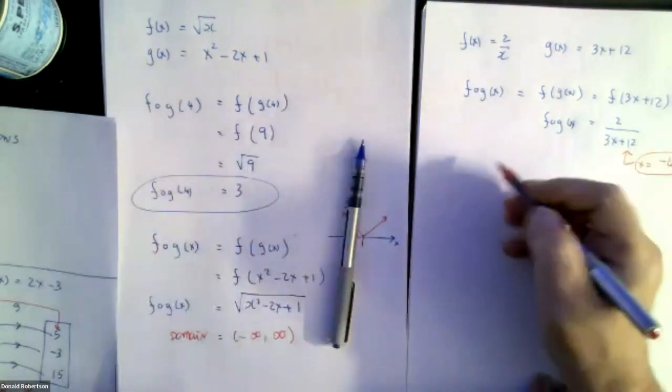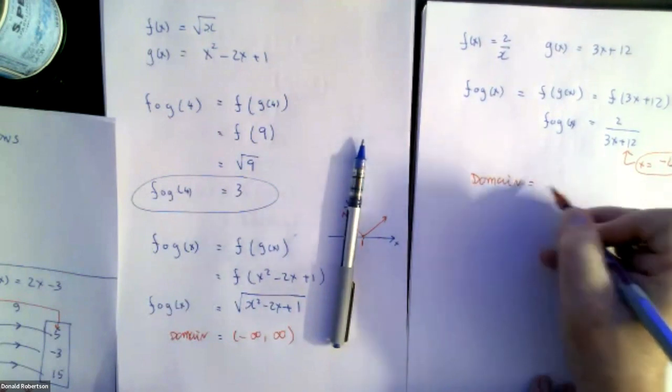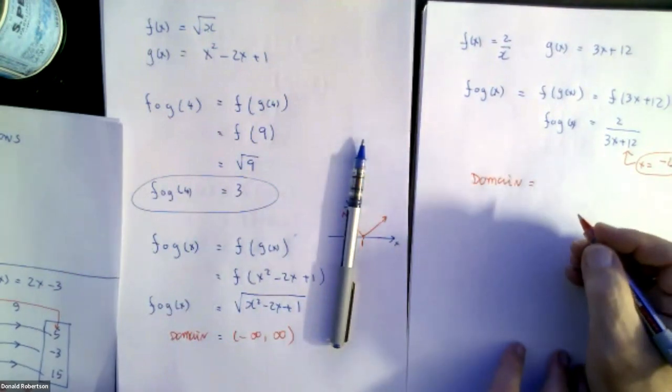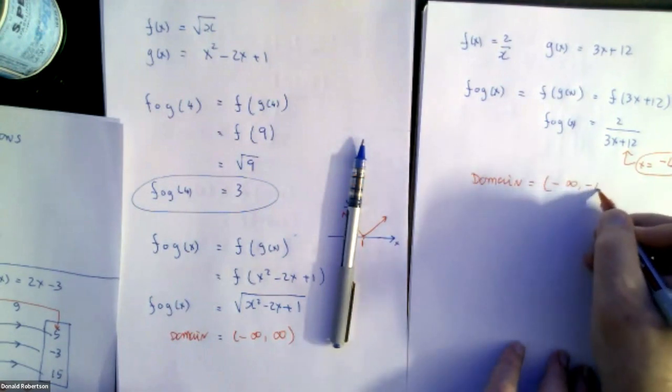And that in turn gives me my domain. The domain is anybody I like, as long as you're not -4.